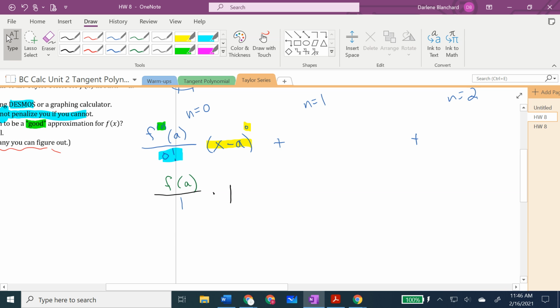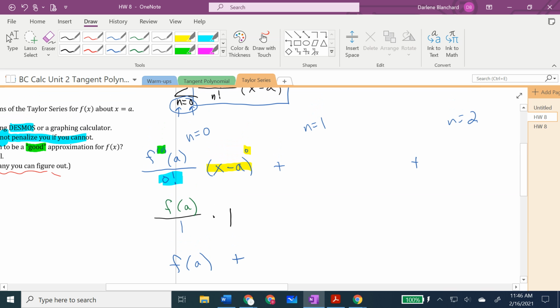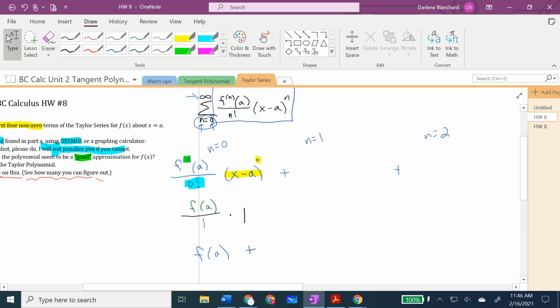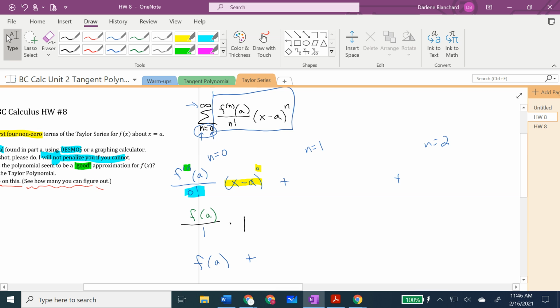So what that means is when n is 0, you are simply getting f of a. If you understand that that is what you're getting every time, you're going to save your time with this formula. But I want to make sure you understand that this formula is in place for each term. You need to know that.